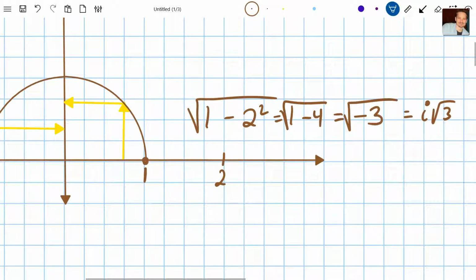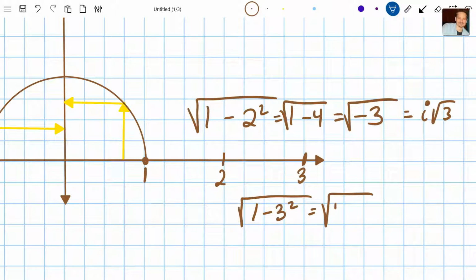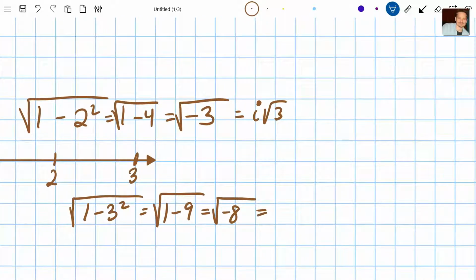You can imagine that if you did this one more time, let me count another number of spaces here. About here, let's say we plug 3 into the function. Let's see what we get as the output. I'm going to have 1 minus 3 squared. That's the root of 1 minus 9, which is negative 8 under the root symbol. You simplify that, and it gives you 2 root 2 i, just like the other one can be written as root 3 i. So both of these outputs contain i.